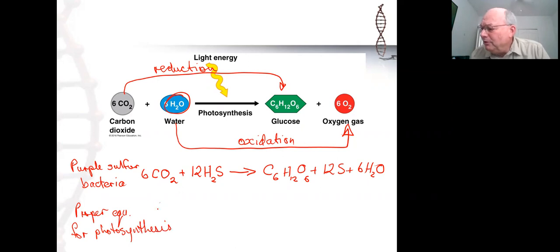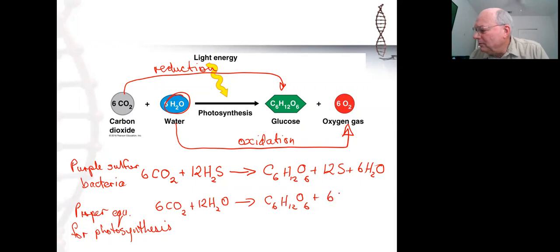It should be 6 CO2 plus 12 H2O gives C6H12O6 plus 6O2 plus 6H2O. And the reason why he drew this conclusion is that he realized that all of the sulfur from H2S gave rise to the pure sulfur.